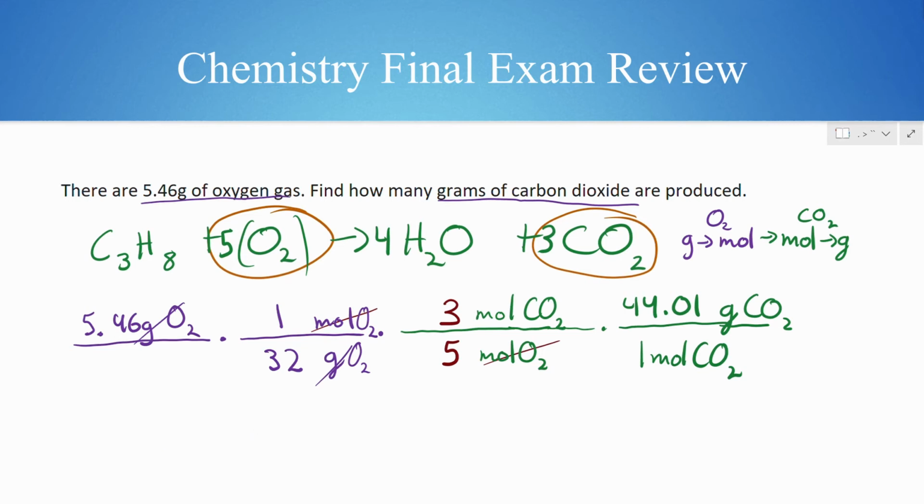Now moles of carbon dioxide cancel out, and we are left with grams of it. So now we can just put this in our calculator and multiply the stuff on top and then divide by the stuff on the bottom. Doing this, we get 4.51 grams of CO2.